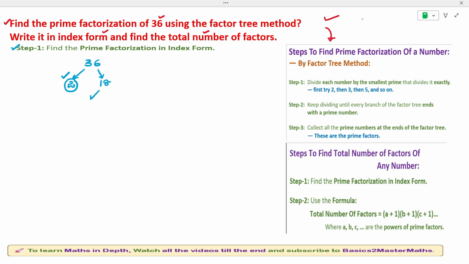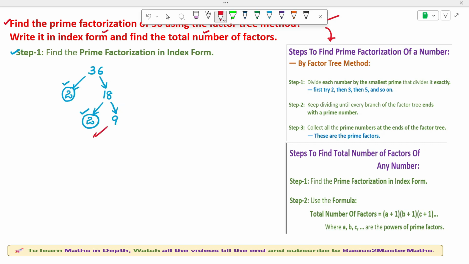Again, start dividing 18 by the smallest prime 2. Since 2 divides 18 exactly, we get 9. Observe, 2 is a prime number. So, this branch ends here.